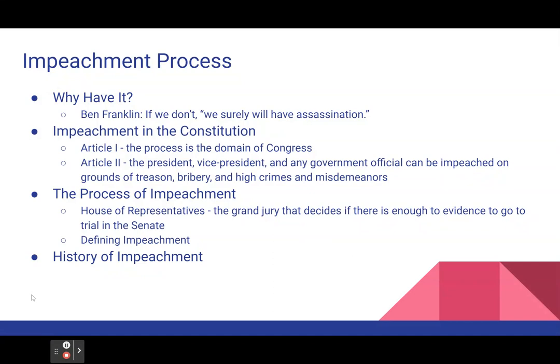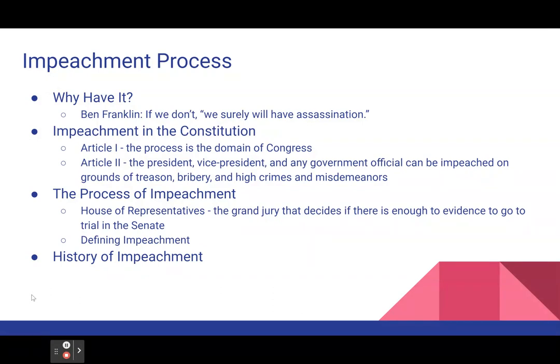Three presidents in the history of the United States have been impeached. None of them have been found guilty. The first president that was impeached was Andrew Johnson. He's the president who comes right after Abraham Lincoln. So technically, he's the 17th president.